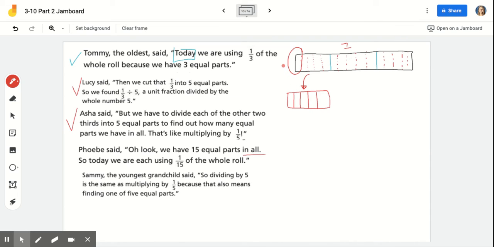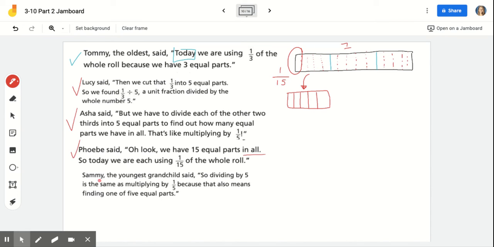One part of this paper roll can be written in fraction form. I just circled one piece. So our numerator is 1. And just like Phoebe said, what's our denominator here? 15. 15 total parts. We have 3 groups of 5. So 5 here, 5 here, 5 here.